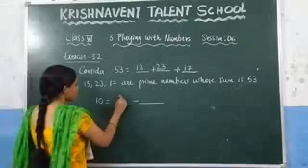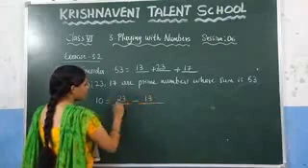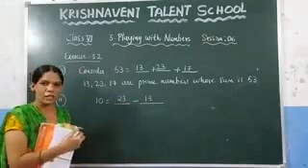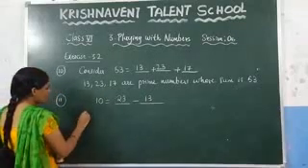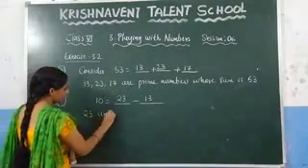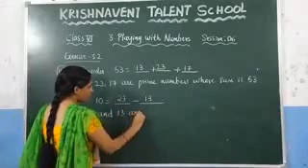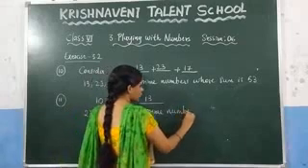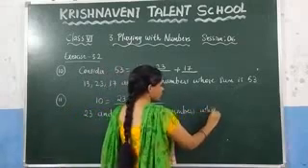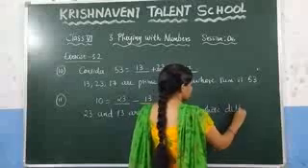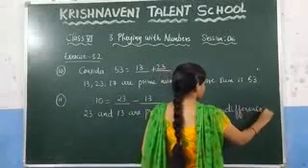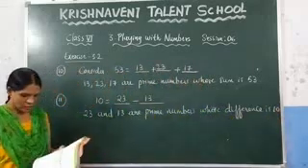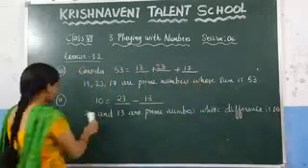Similarly, if you consider 23 and 13, you know that 23 minus 13 is 10, and 23 and 13 are prime numbers. So write it here: 23 and 13 are prime numbers whose difference is 10. Okay. Next, see the last question in this exercise, 12th question.